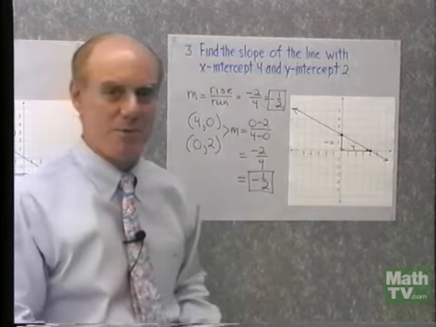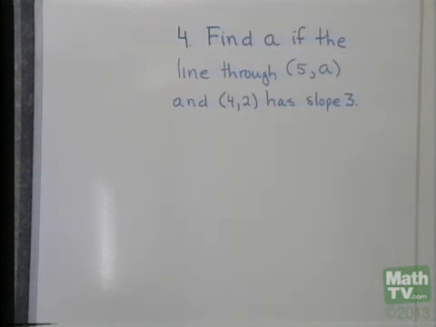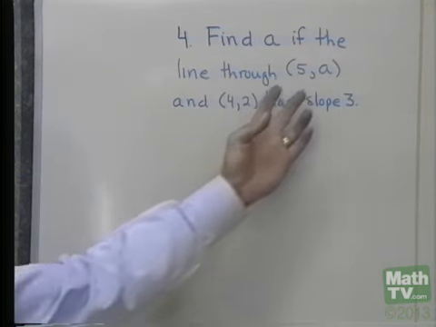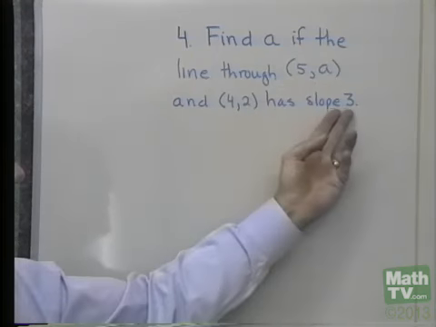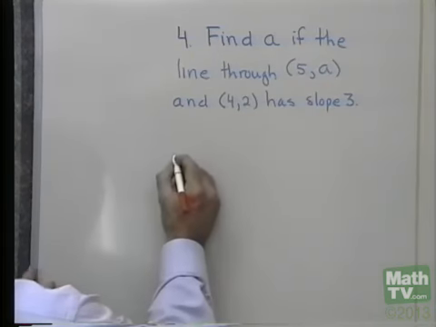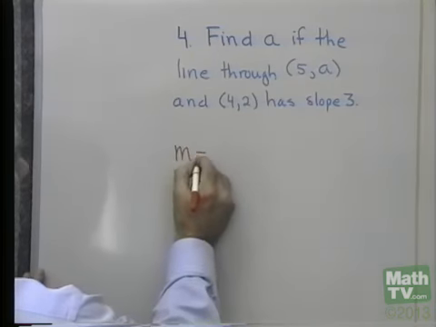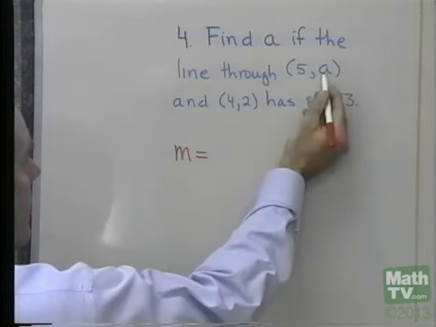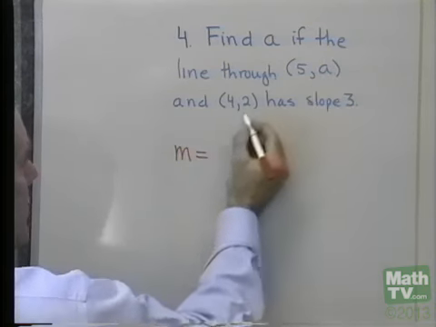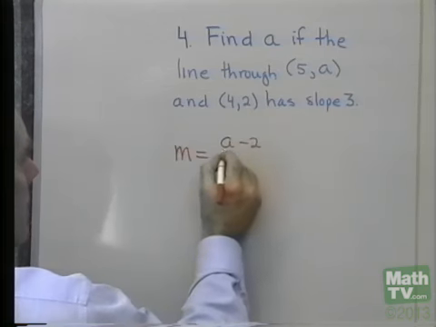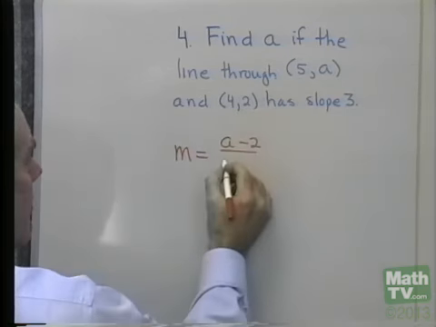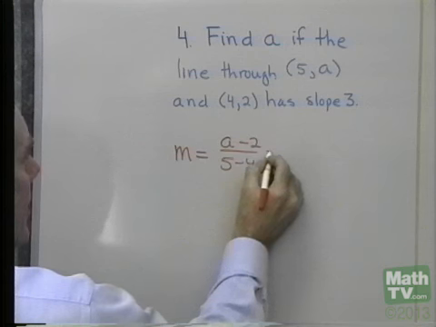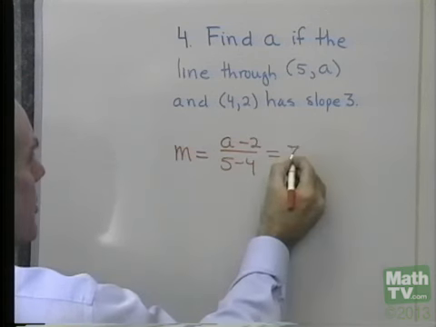Let's look at our next example. This time I want to find A if the line that goes through (5, A) and (4, 2) has a slope of 3. Well, let me use my formula for slope. m is equal to, okay, I'm going to subtract y coordinates, and let's start with A. A subtract 2 divided by 5 subtract 4. Now that slope has to come out to be equal to 3.